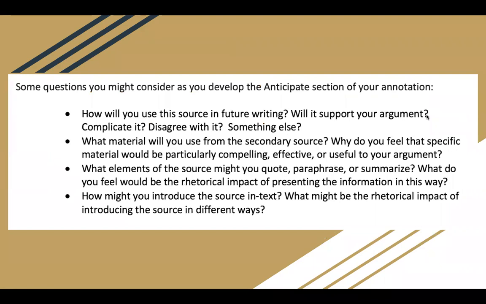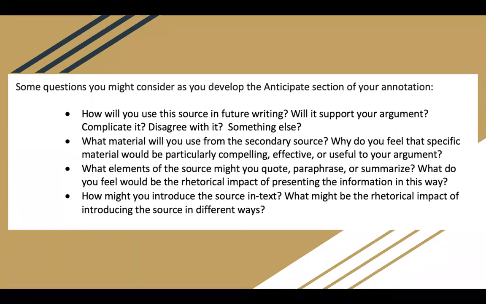Now, some questions you might consider as you develop the anticipate section of your annotation would be, how will you use this source in future writing? Will it support your argument, complicate it, disagree with it, or something else? What material will you use from the secondary source? Why do you feel that specific material would be particularly compelling, effective, or useful to your argument? What elements of the source might you quote, paraphrase, or summarize? What do you feel would be the rhetorical impact of presenting the information in this way? How might you introduce the source in text? What might be the rhetorical impact of introducing the source in different ways?